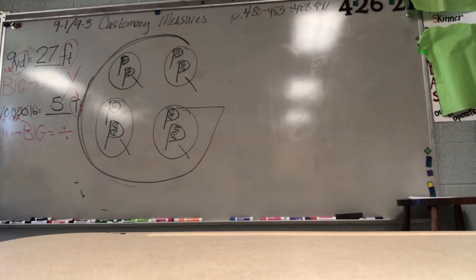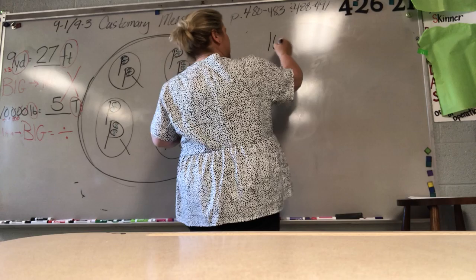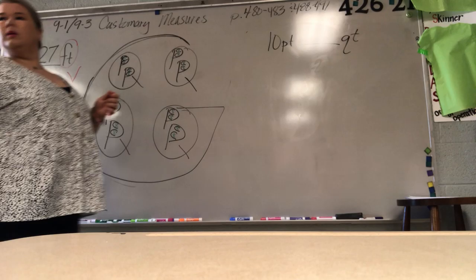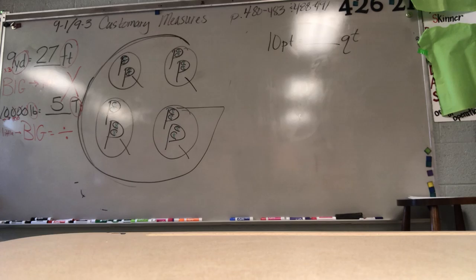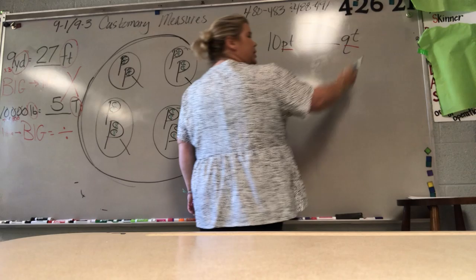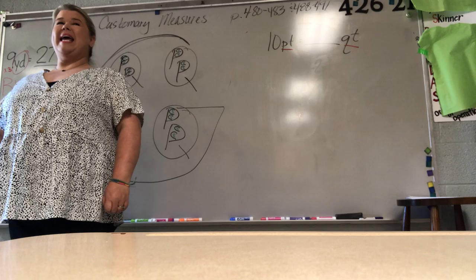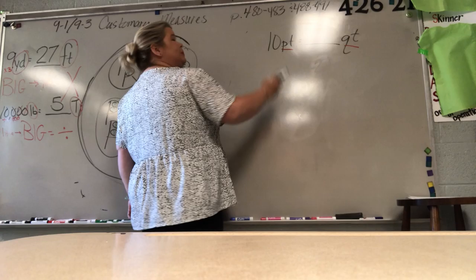Okay, what if I have 10 pints and I want to know how many quarts? If I have 10 pints and I want to know how many quarts, tell me what will I be doing? I'm going to multiply, he says, because he says I'm going from big to little. Is that right? No, that is incorrect. I'm actually going little to big, so I will divide.